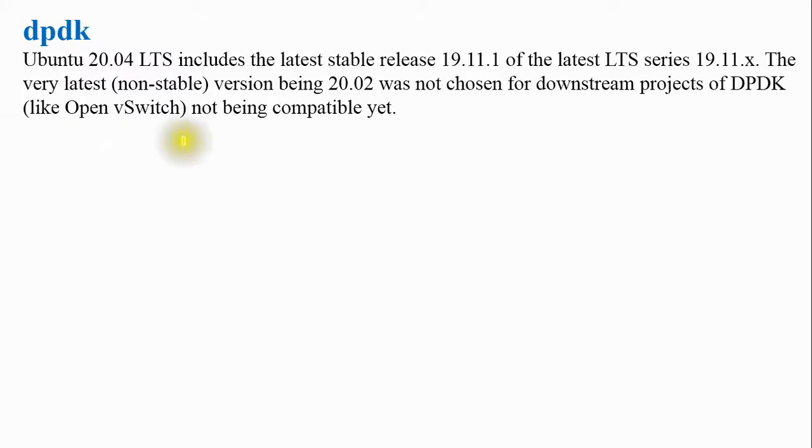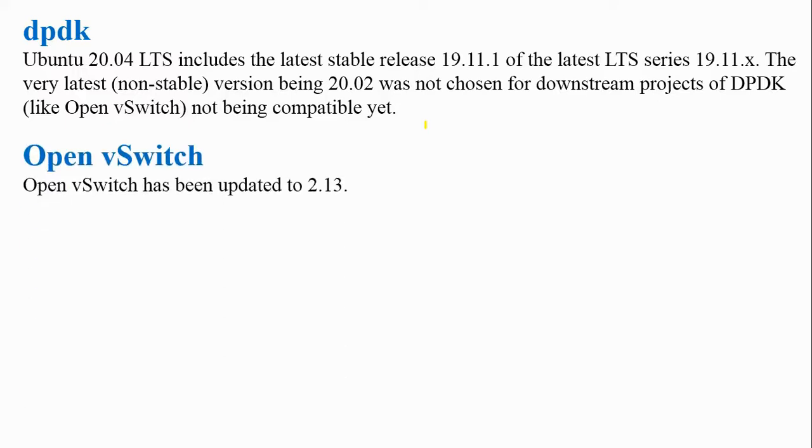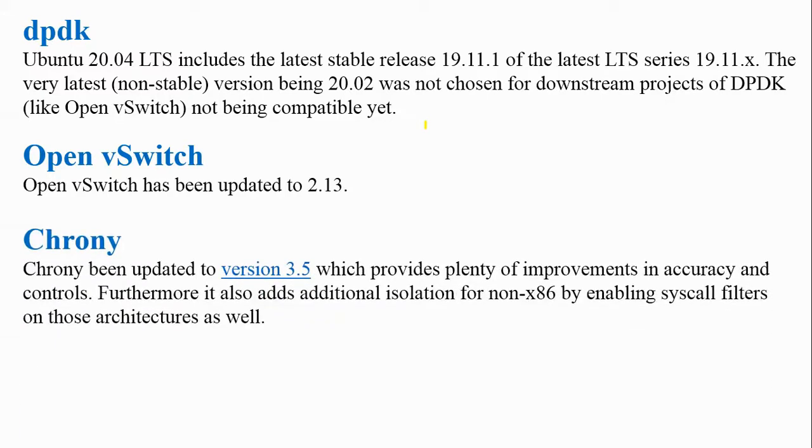And the next one is DPDK. So Ubuntu 20.04 includes the latest stable release 19.11.1 of the long-term support 19.11.x, the very latest non-stable version being 20.05 was not chosen for downstream projects of DPDK like Open vSwitch not being compatible yet. Open vSwitch has been updated to 2.13, and Chrony has been updated to 3.5 version. Okay, which provides plenty of improvement in accuracy and control.